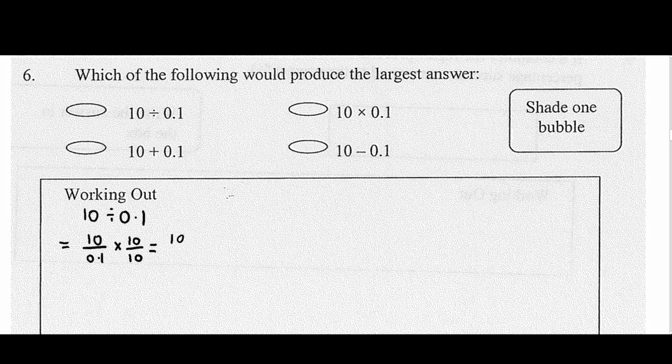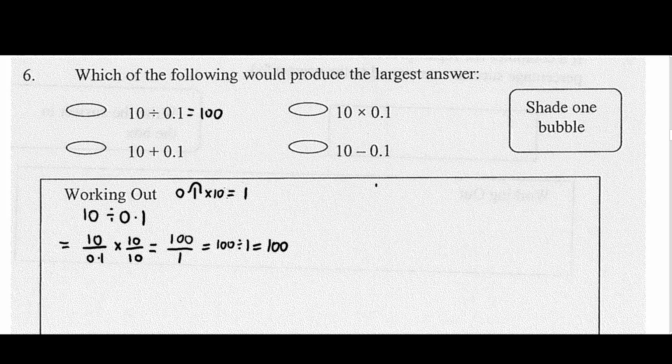So 10 times 10 is 100, and 0.1 times 10, that's going to be 1. If you multiply a number by 10, all that happens is the decimal point jumps one spot to the right. So I end up getting 1 there. So 100 over 1, 100 divided by 1 gives 100. Okay, so this first one is 100.